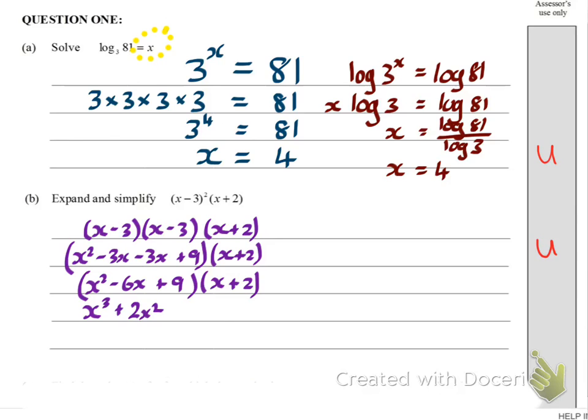So the x squared is multiplied by x plus 2. Then you take the negative 6 and multiply it by x plus 2. Then you take your 9 and multiply it by x plus 2. Then simplify your x squareds and your x's, and there you have relational thinking. That will give you 5 marks just for that one question.